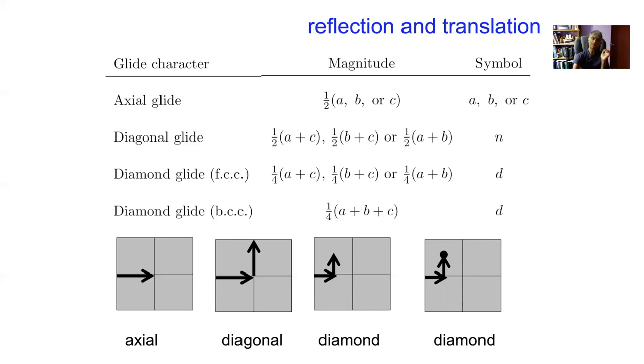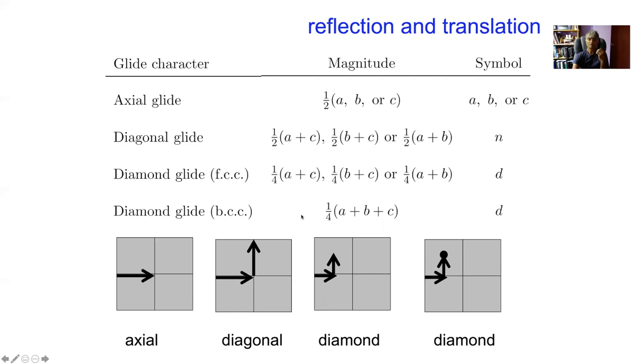Here we have A and C, half the repeat distance, and similarly these two. And these are called the N glide planes. It's possible to have diamond glide, and in FCC that would be a quarter of the repeat distance when you combine two translations like A plus C or B plus C and A plus B.